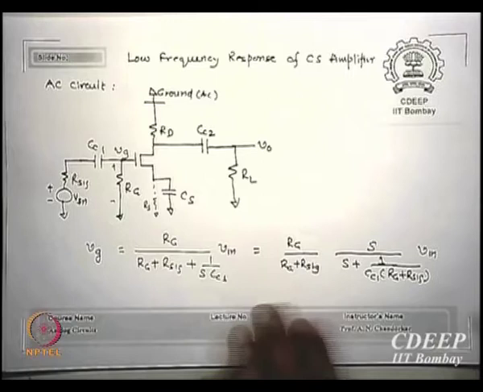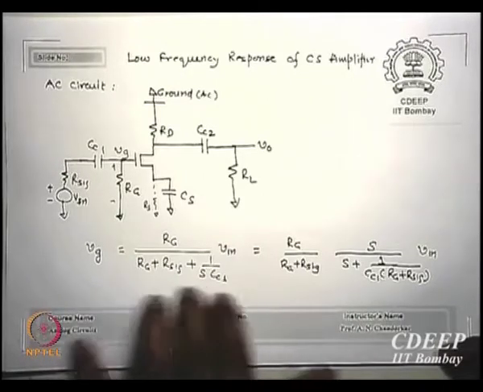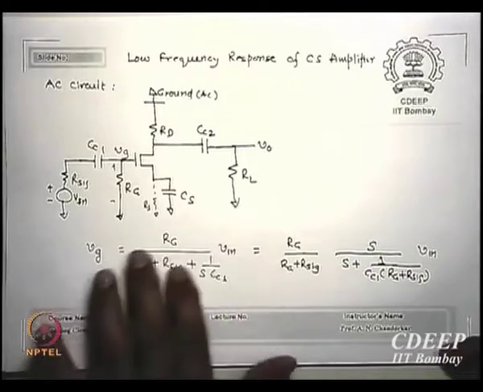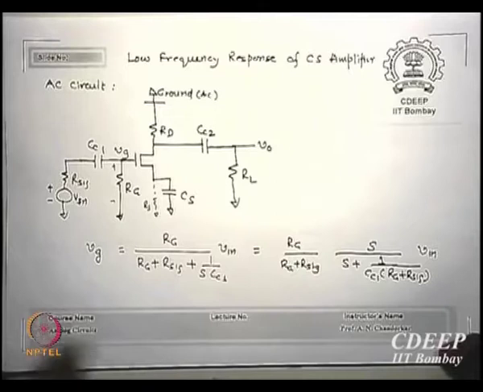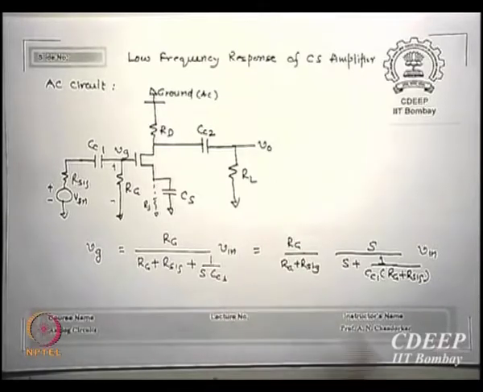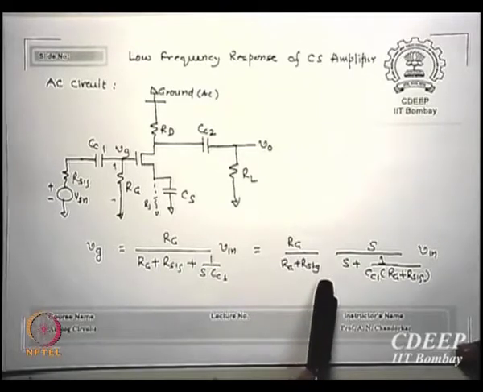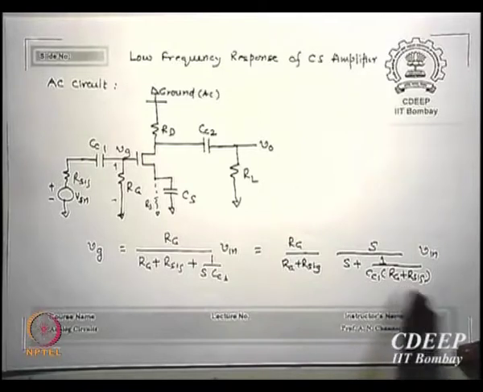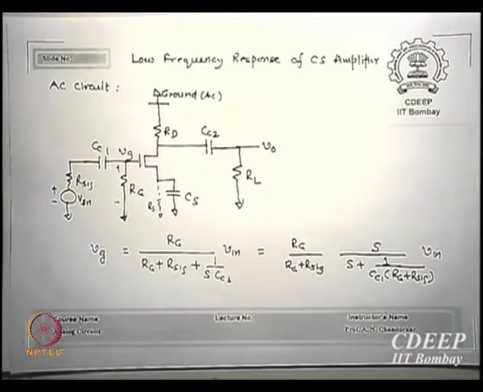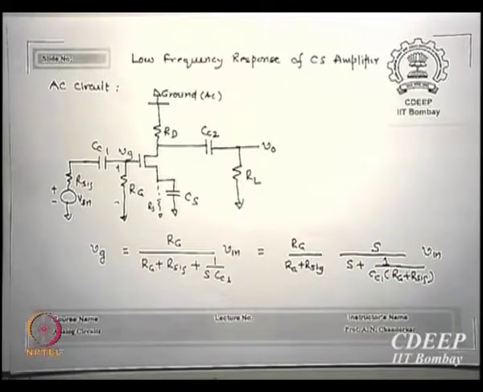I can do a little readjustment of the terms, that is what I say: first multiply by sC1 across this, put sC1 above, then take Rg sC1 outside as I did and readjust the terms. So I get Rg upon Rg plus R signal into s upon s plus 1 upon C1 into Rg plus R signal into Vn. The same expressions can be converted into this expression.